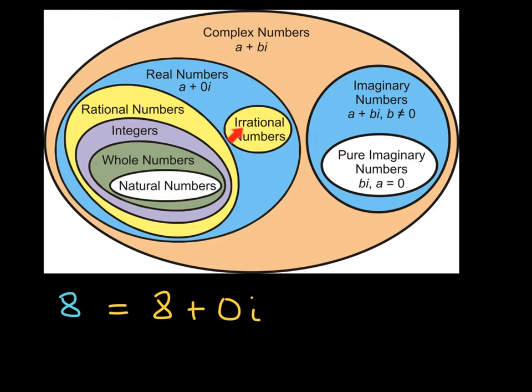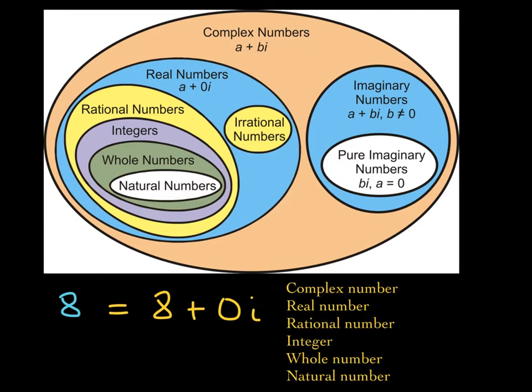Is it irrational? No. A number cannot be rational and irrational. It has to be one or the other. So it's rational, it's an integer, it's whole, it's natural. So 8 has a lot of names. So look at all these names that the number 8 has. It's complex, it's real, rational, integer, whole, natural, right? So what is this? 6 different names for the number 8.